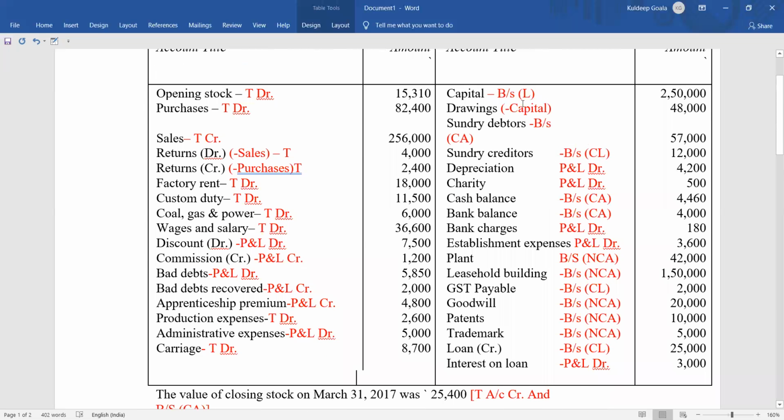We don't find it here. Balance sheet liability, capital is there. Balance sheet liability, creditors is already done. No, we don't have any other item. We accept the capital, so we'll go with the capital now. So what is the capital?